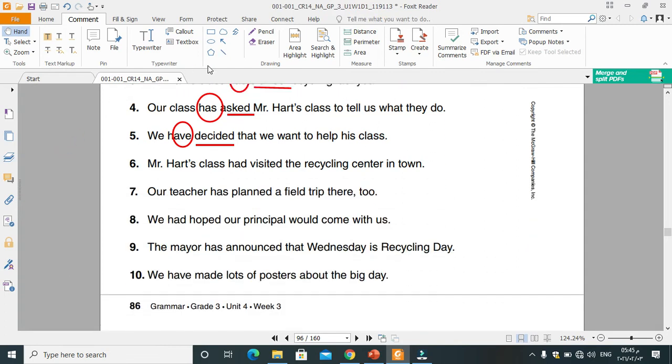Number 6, Mr. Hart's class had visited the recycling center in town. Had visited. Number 7, our teacher has planned a field trip there too. Has planned.